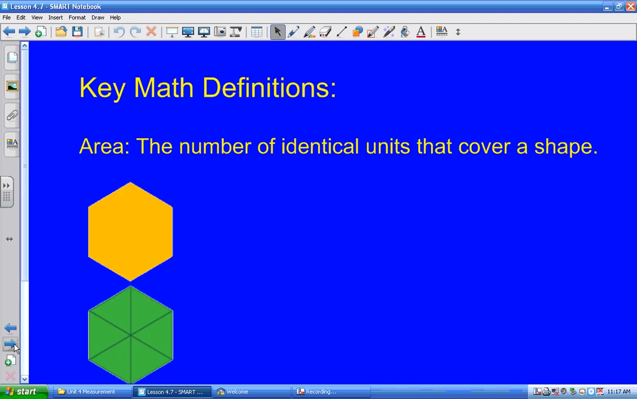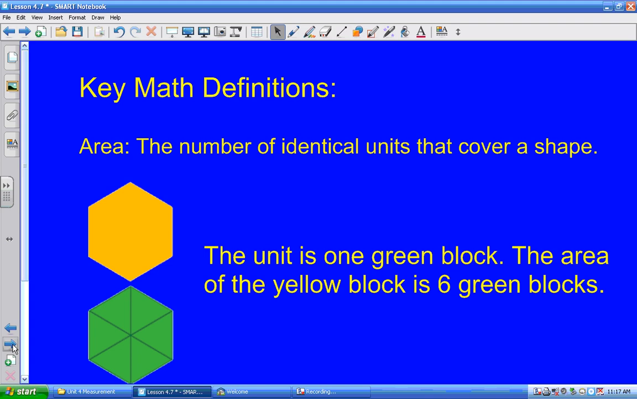So, here's a real simple, helpful thing so you understand the concept of what a unit is. The area is the number of identical units used to cover a shape. So here is a shape right here. This is what's called a hexagon. Now, if you take a look, there are some green triangles right here. See those green triangles? How many green triangles are needed to cover that? Well, it tells you right over here, doesn't it? So the area of this right here is 6 green triangles.